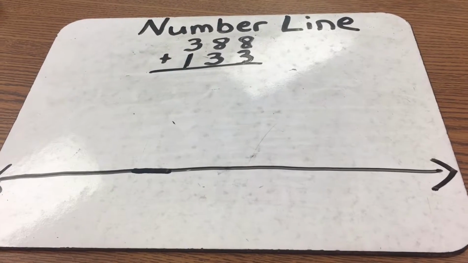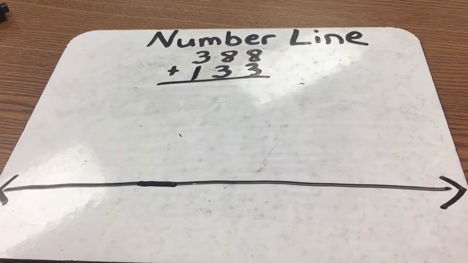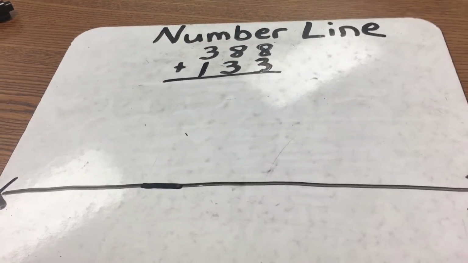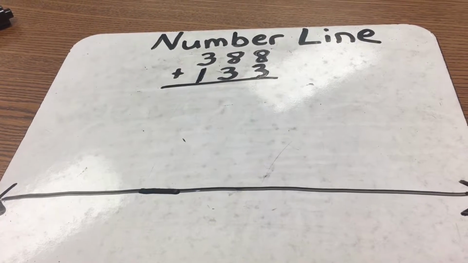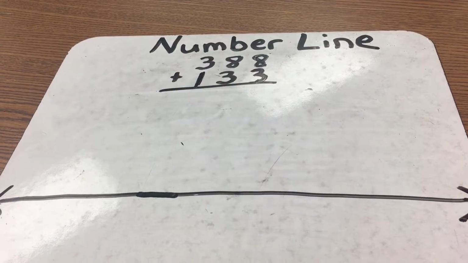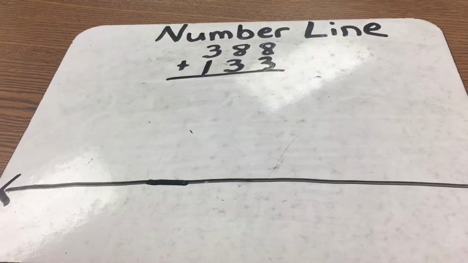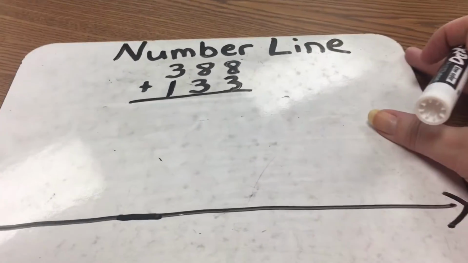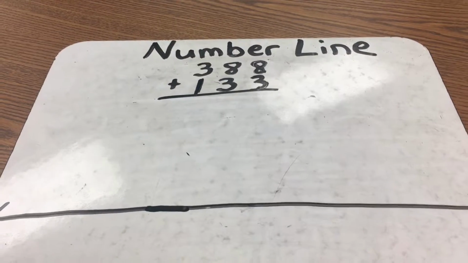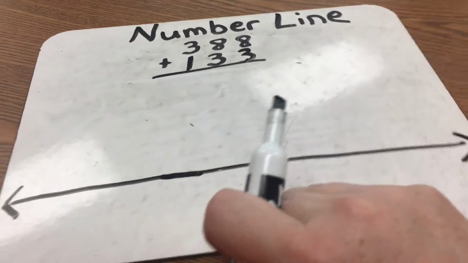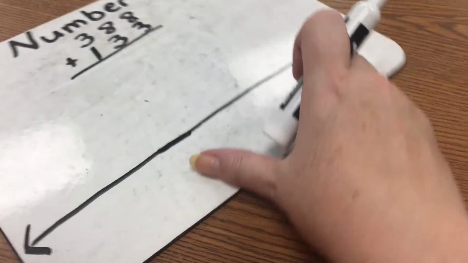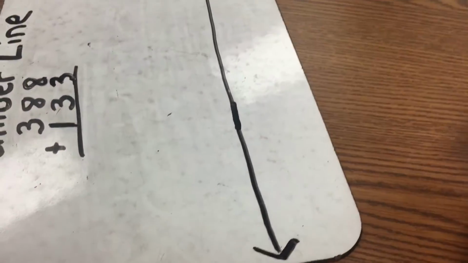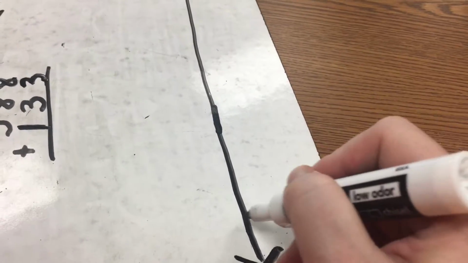An open number line is a number line that is just plain. It does not have any numbers on it. The students are able to add the numbers as they go. They can start where they need to start and progress as they need to progress down the number line. Usually the best thing for a number line is to start with the largest number. So I'm going to go ahead and put 388 at the very beginning of my number line.